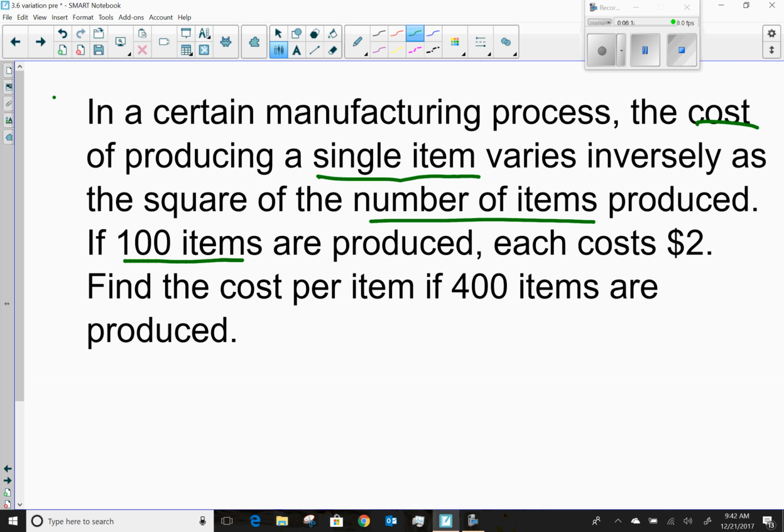We're talking about numbers of items produced, and you can see that in the second sentence. If 100 items are produced and each costs $2, so by the second sentence, we can find our variables, right? We have items and we have cost. So it's always equals K, so we put equals K. Now what comes before the varies? An item, right? So that's I.